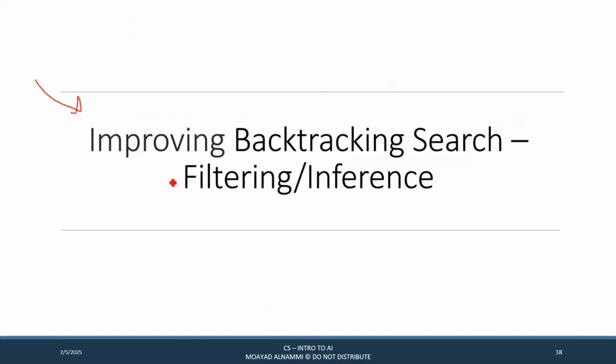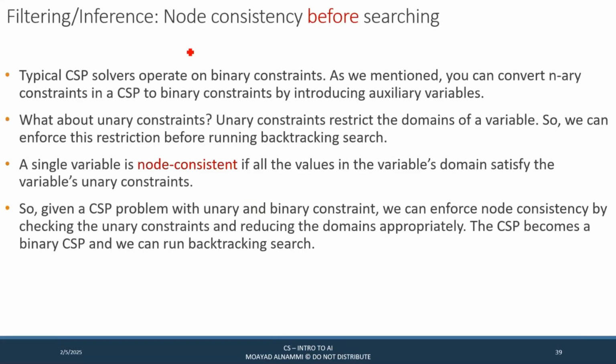The second technique we want to talk about is filtering, or inference. This allows you to detect failures early and prune large parts of the search space early on. The first type of filtering is called node consistency, and you apply this before you perform any type of search. Typical CSP solvers, like we mentioned, operate on binary constraints.